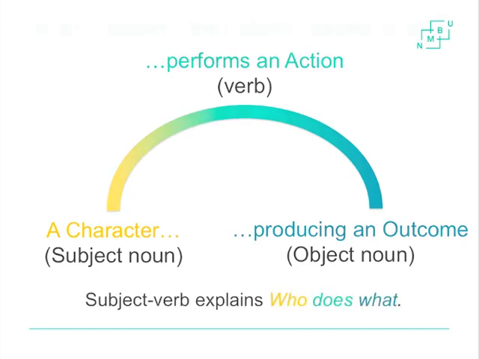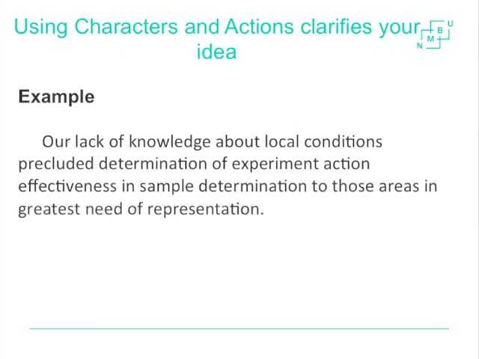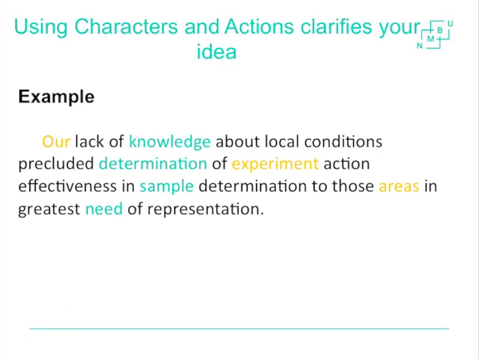Let us look at an example of a sentence where the character and their actions are unclear. Our lack of knowledge about local conditions precluded determination of experiment action effectiveness in sample determination in those areas in greatest need of representation. Who is doing what in this sentence? It is almost impossible to figure out, and it makes the sentence unclear and hard to read. It is unclear because the characters are not subjects and their actions are not verbs. If we identify the characters and their actions, we can make this sentence clearer.